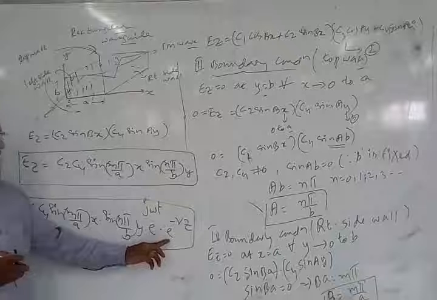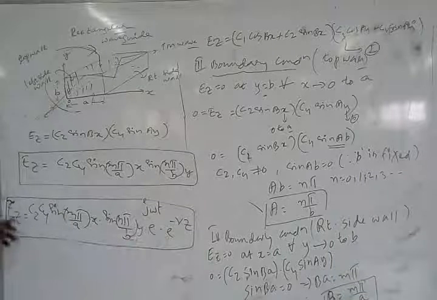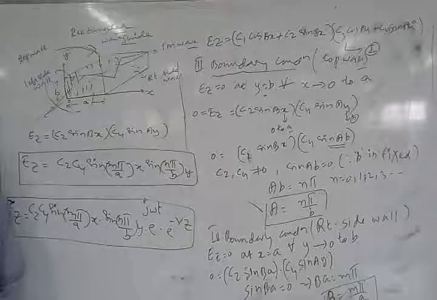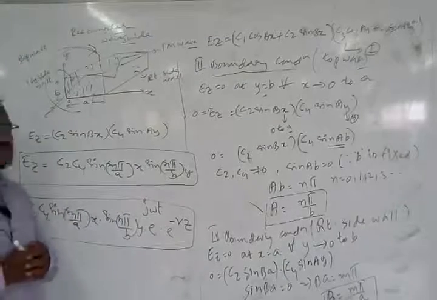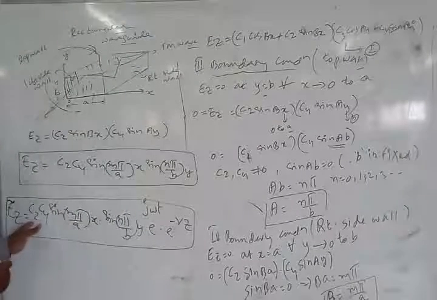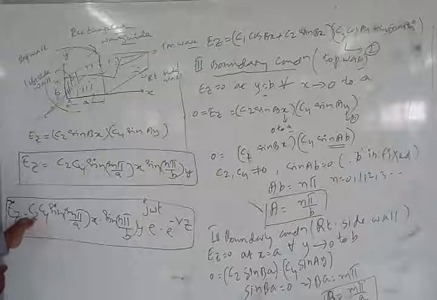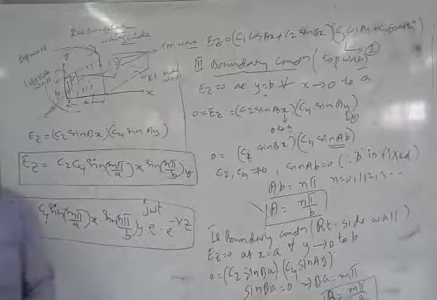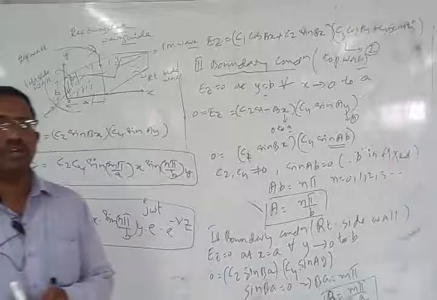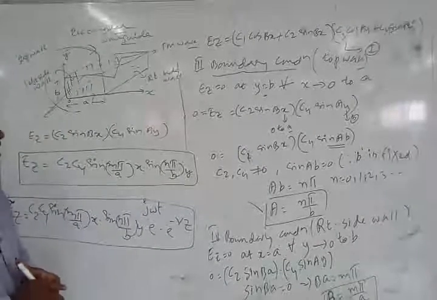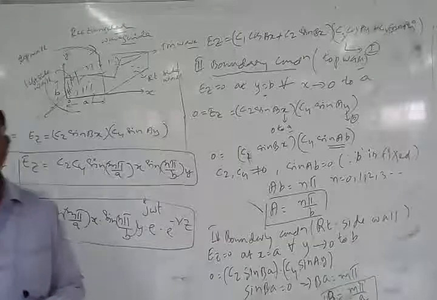Now once we have got the Ez equation, we have to solve the Maxwell's equations once again by substituting Ez to get Ex, Ey, Hx and Hy. In the next class, we will go through those derivations where we solve the expressions for Ex, Ey, Hx, Hy.